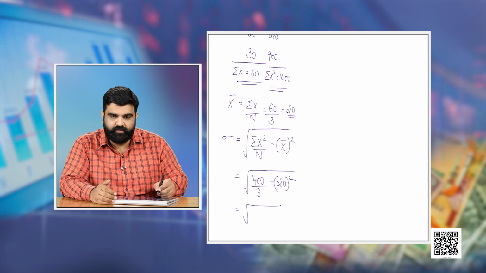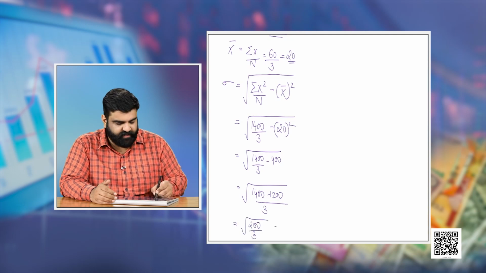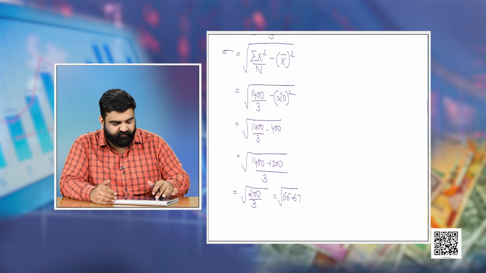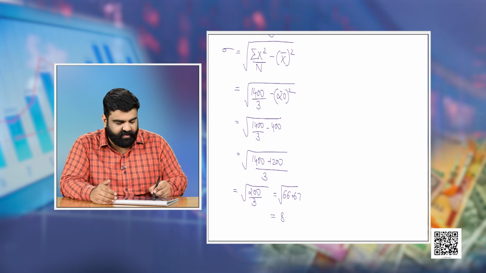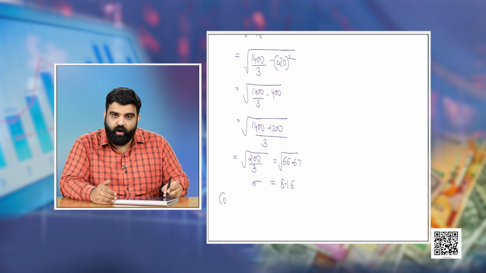So, the answer to this will be 1400 by 3 minus 400. So, 1400 minus 1200 because I have taken the LCM. So, the answer will be 200 by 3, which gives me root of 66.67, and the final answer to standard deviation would be 8.16.